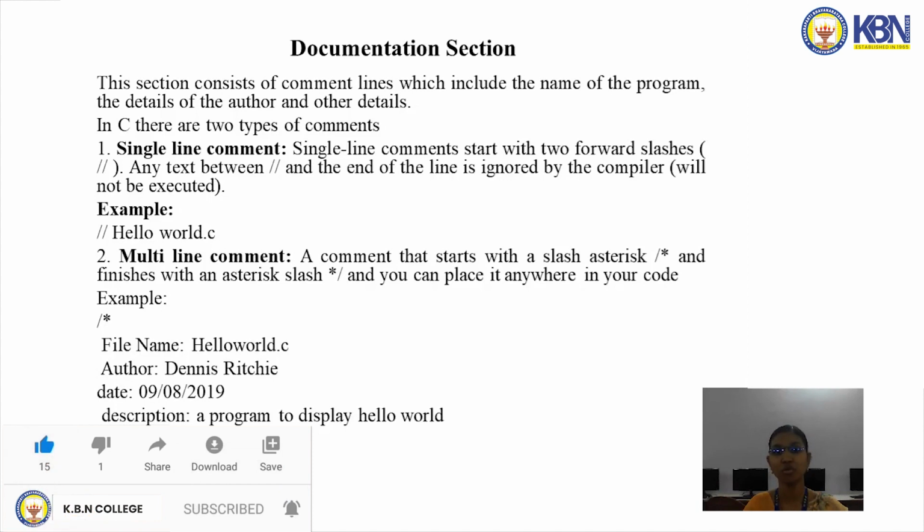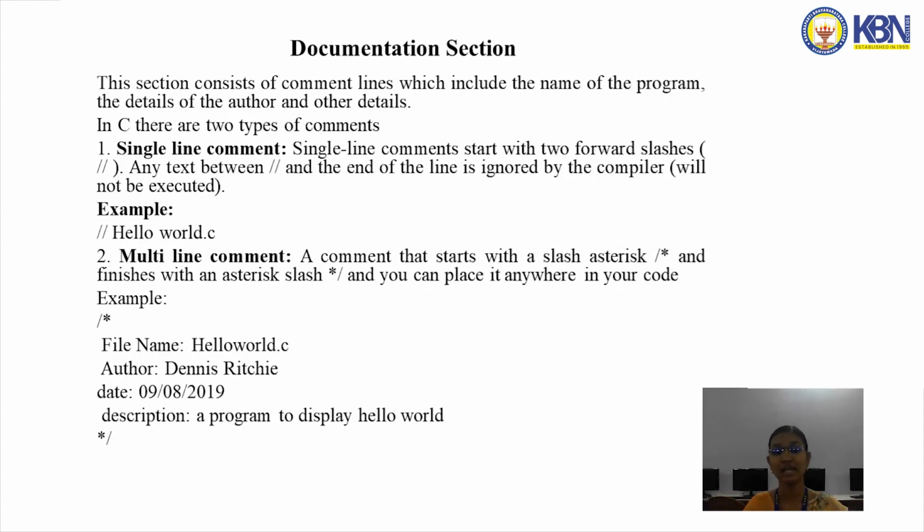For example, in that book we are considering what is the name of the book, what is the price, and details of the author. In C there are two types of comments. First one is a single line comment. Single line comment means it starts with forward slashes. Any text after the forward slashes is ignored by the compiler. Why? Because it is a comment line, and comment lines should not be executed in the C programming language. Let us see the example. We are using forward slashes hello world.c.